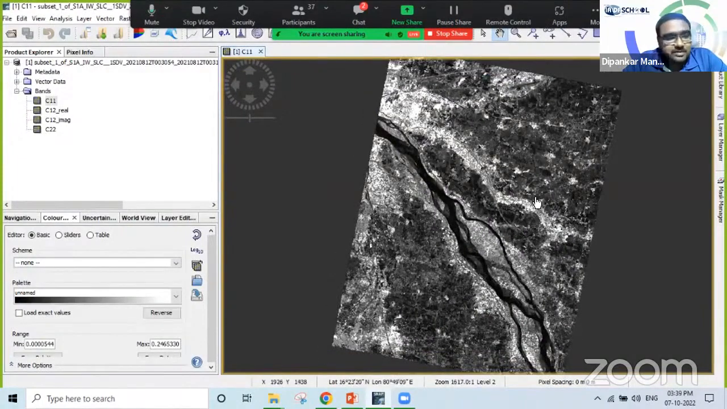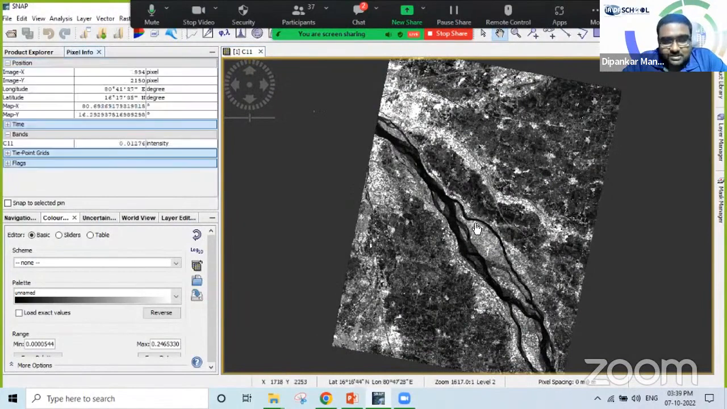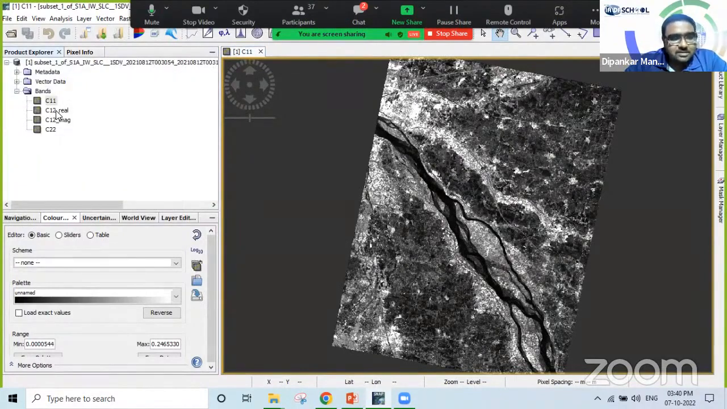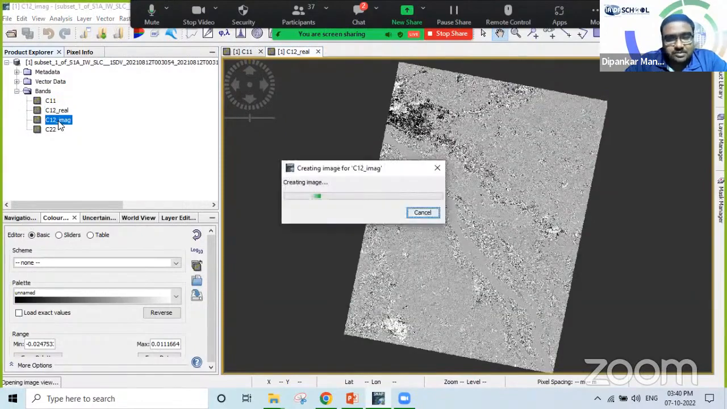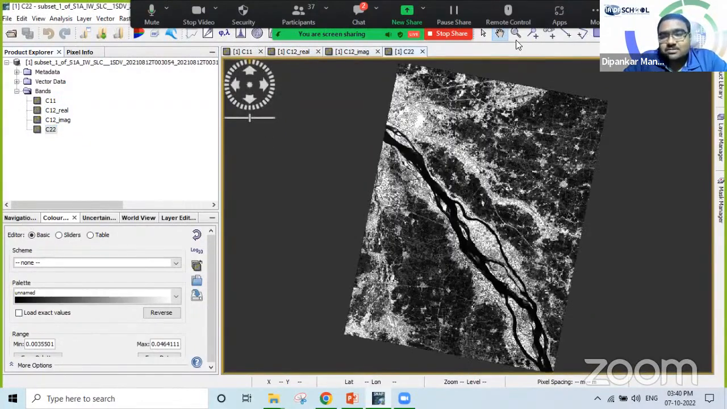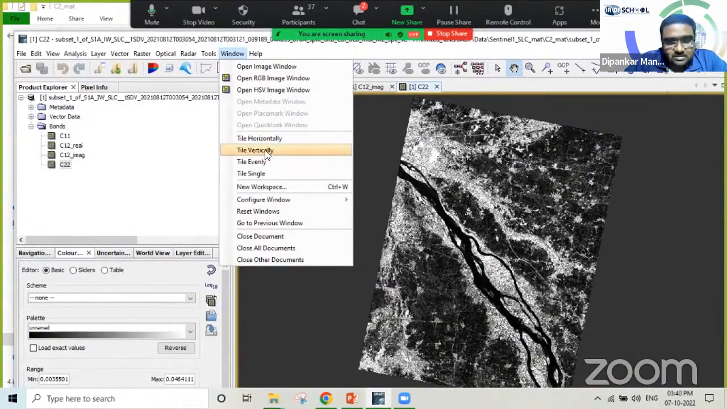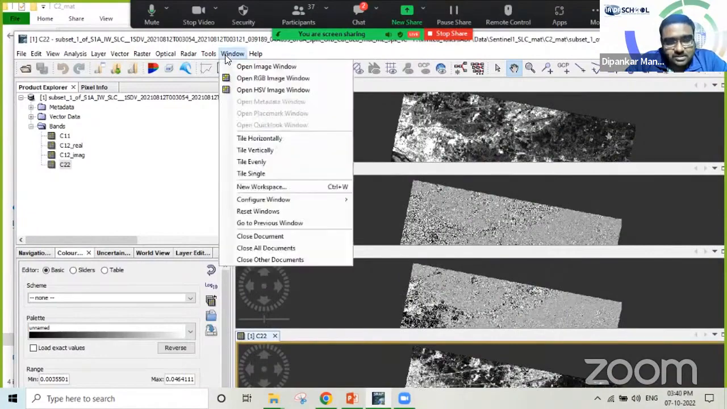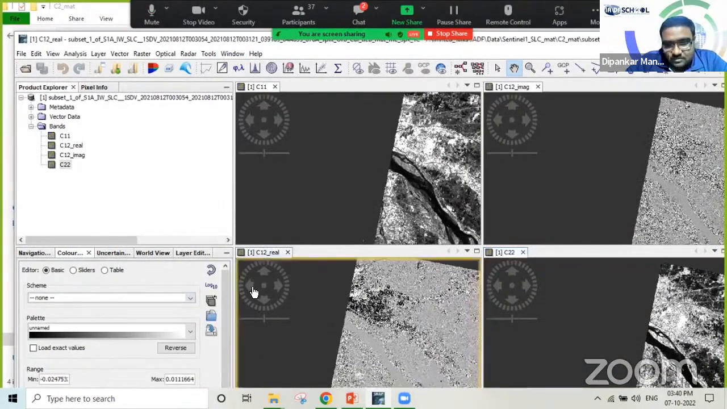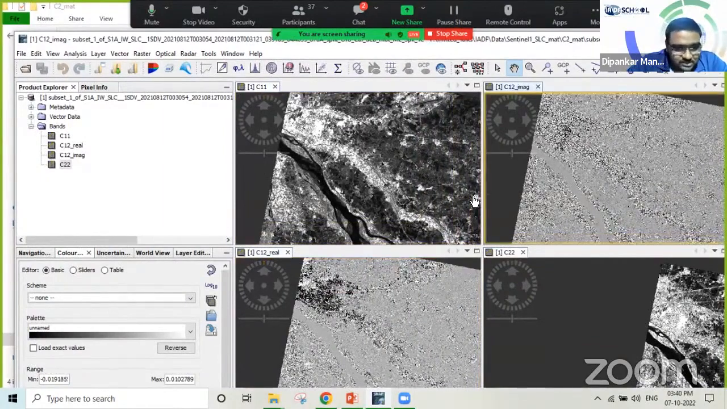So this is actually a real value. You can also check its components in the Pixel Info and just hover your mouse to see the values. As you can see here, the C11 at the pixel info location, if you change the location, it will provide you the numbers, with intensity of 0.14 and other values in different places. Similarly, you can open other images, like the C12 real component, its imaginary component, and the C22. Now we can also show these images in tiles. You can go to Window and choose Tile Vertically, or Tile Evenly. Now, if we want to move it, we can check different components of its features.